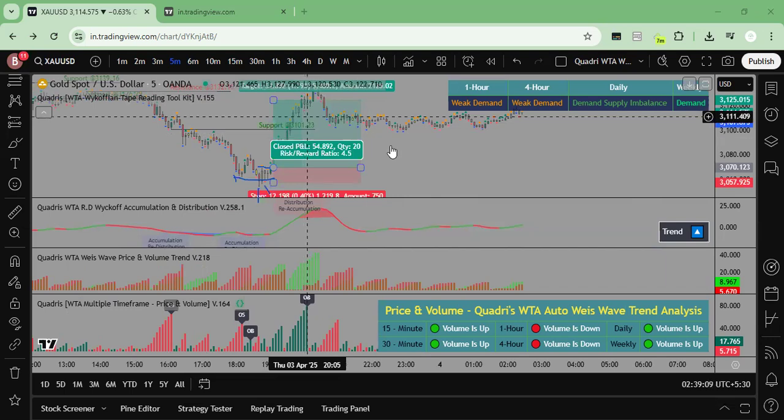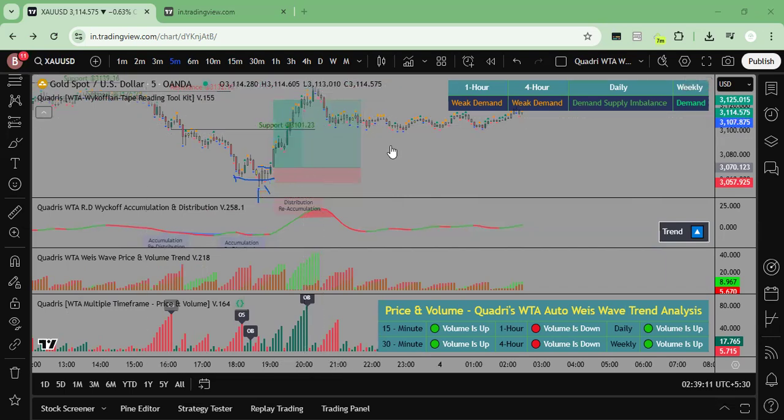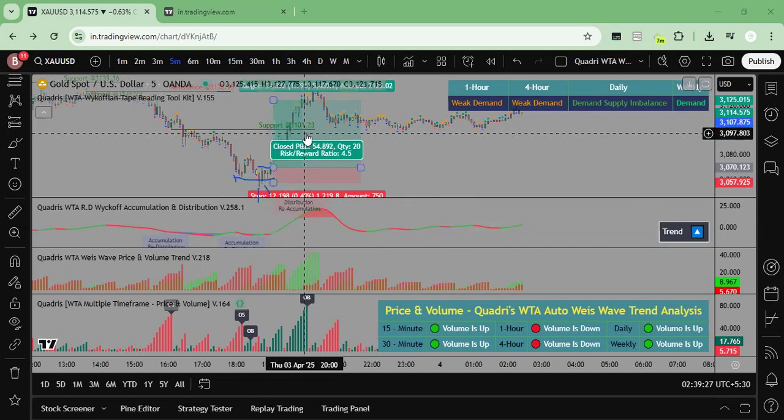wherein I earned 550 points. So if you do your math with 0.05, you could see that with the minimum lot size you would have made a good amount of money trading a single day in US dollars.